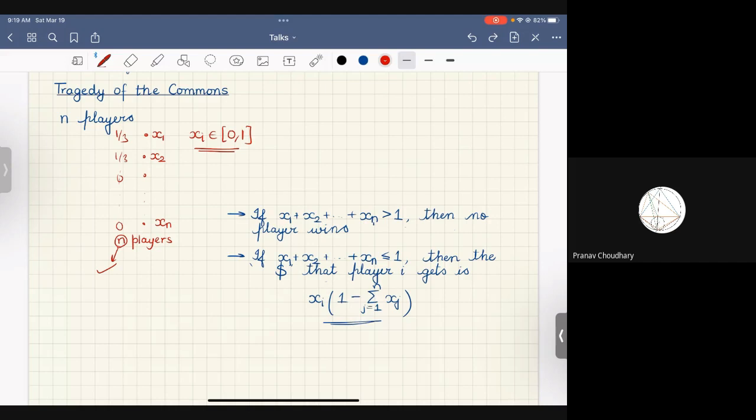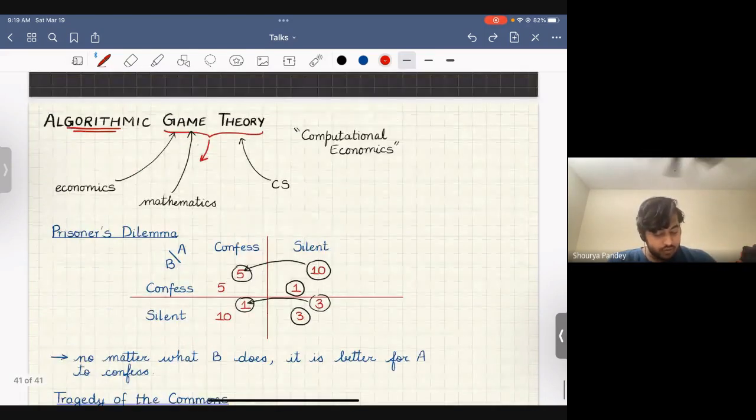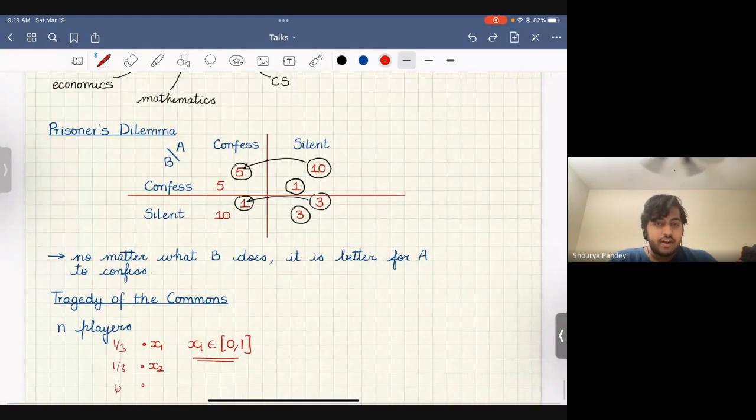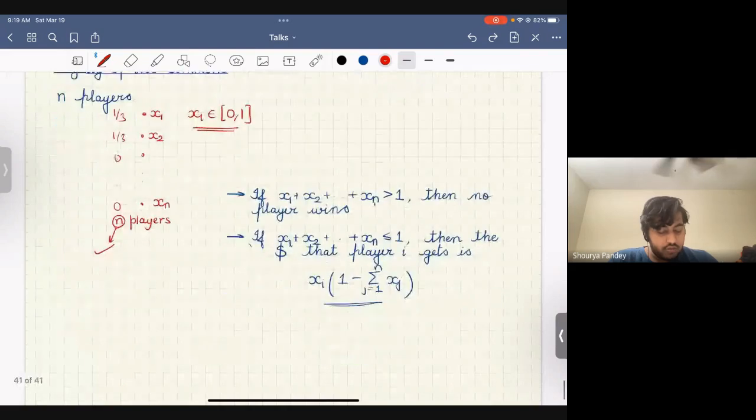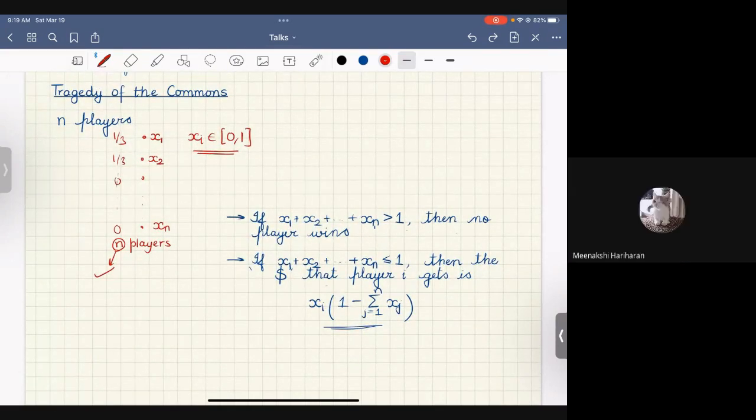Yeah, but maybe we can rule this out similarly, as we ruled out in the prisoner's dilemma. But why is it strictly better to choose 0.999 over anything else? There it was clear that no matter what the other player does, it's strictly better to confess. But here it's not clear why it is strictly better to choose 0.999 over any other strategy. If you pick 0.999, then 1 minus the summation thing will be negative.